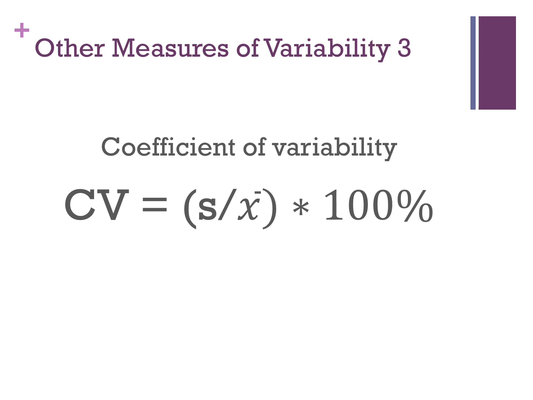The point of computing the coefficient of variability is to attempt to compare the differences $10,000 makes for these two sets of people, a high-income group and a low-income group.